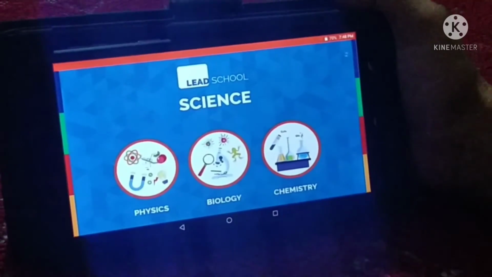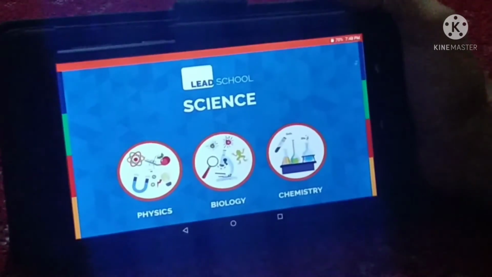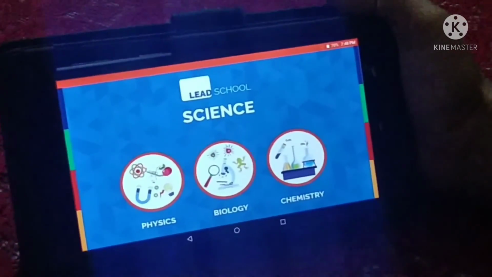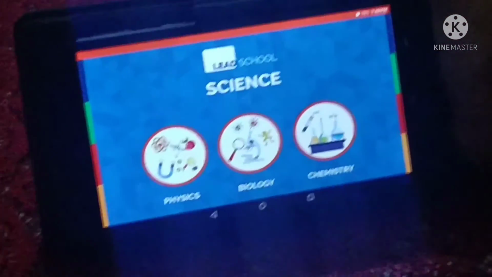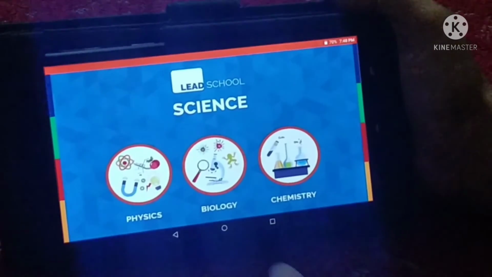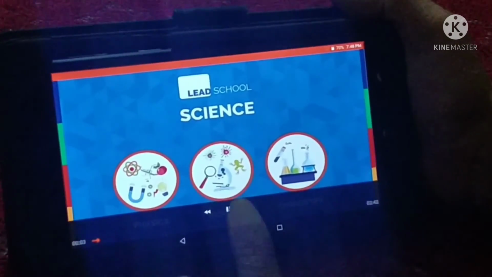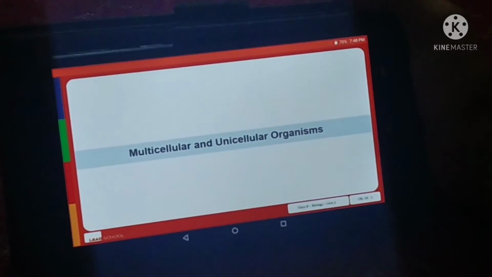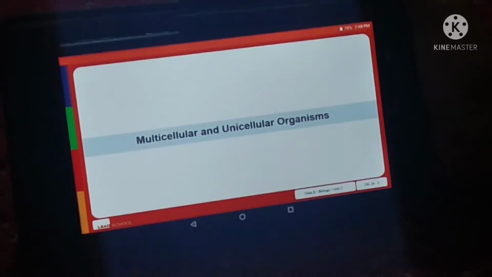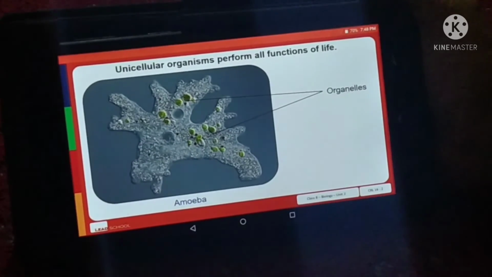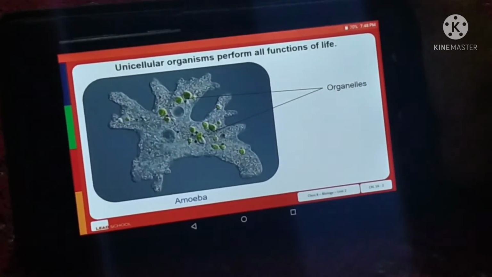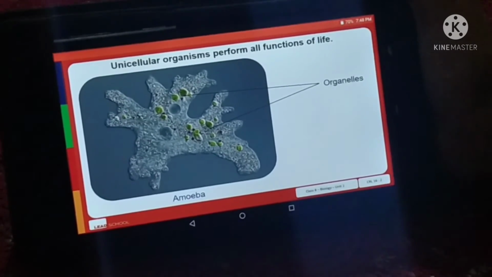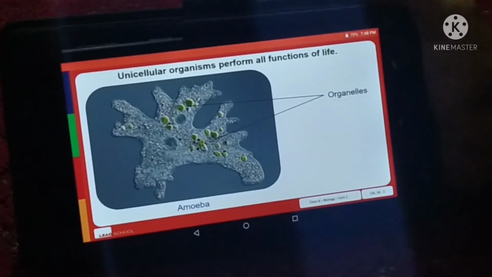Students, in this video we will understand how unicellular organisms and multicellular organisms reproduce. We know that a cell is capable of performing all the functions of life. So, in a unicellular organism, which is made up of only one cell, the different parts in the cell, called organelles, perform all the functions of life.